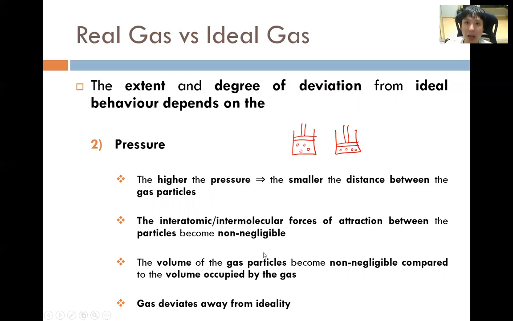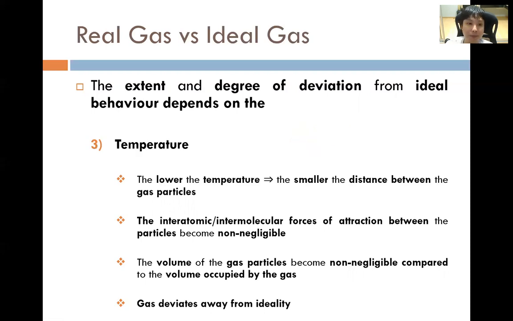So again, I emphasize, the key picture that you have to hold is that as the pressure increases, the particles become more closely spaced. As they become more closely spaced, the intermolecular forces of attraction will become stronger, which will cause the gas to deviate further away from ideal gas behavior. Because the key assumption of ideal gas behavior, as I've mentioned again and again, is that there are negligible intermolecular forces of attraction between the particles.